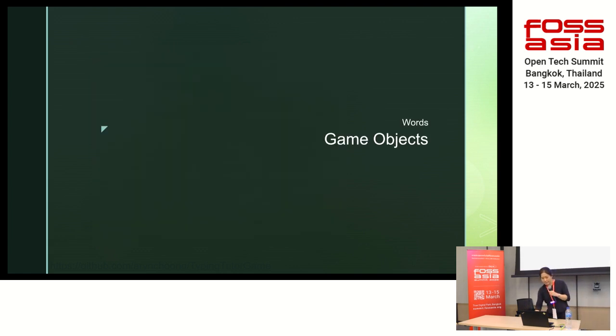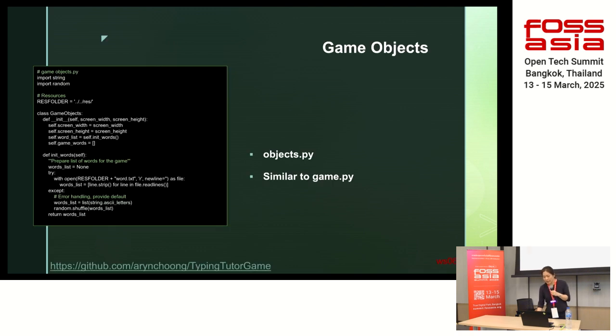All right. So now let's look at the game objects. What game objects do we have? Not a lot, just the words. Inside our objects.py, what do we have to do? Initialize the words, the words that we use to fall down from the screen. Here I've already prepared the words list for you. It's inside the resource folder.